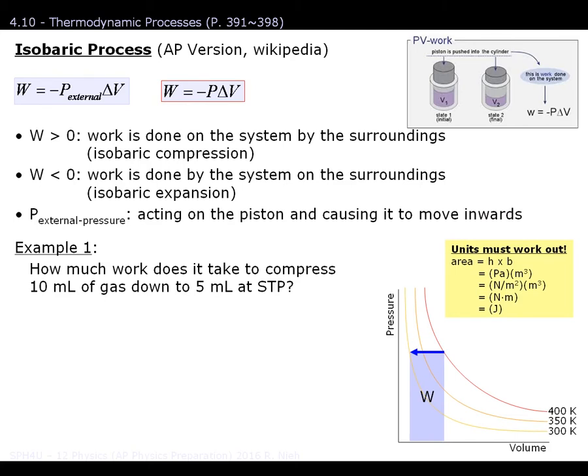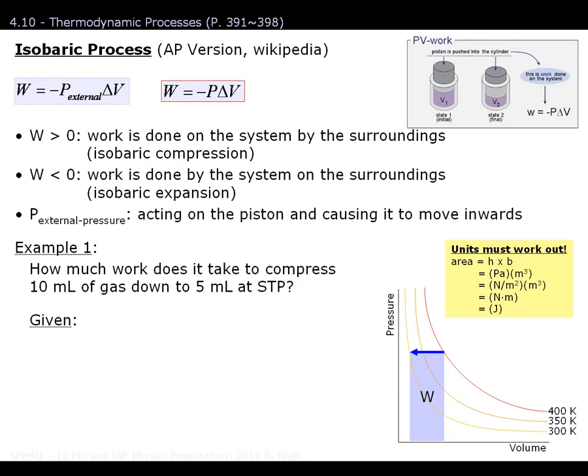Here's an example. How much work does it take to compress 10 milliliters of gas down to 5 milliliters at STP? STP stands for standard temperature and pressure. Remember that volume needs to be measured in meters cubed, and currently we have the volume measured in milliliters. 10 milliliters also translates into 10 centimeters cubed. And as you may know, there are 100 centimeters in 1 meter.